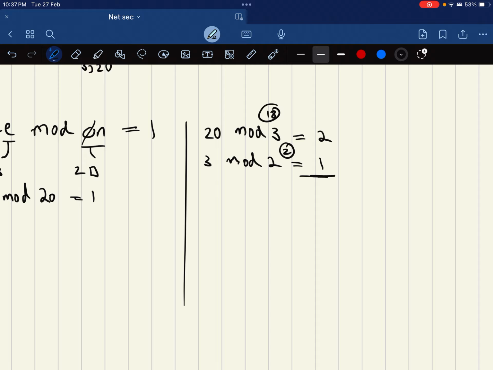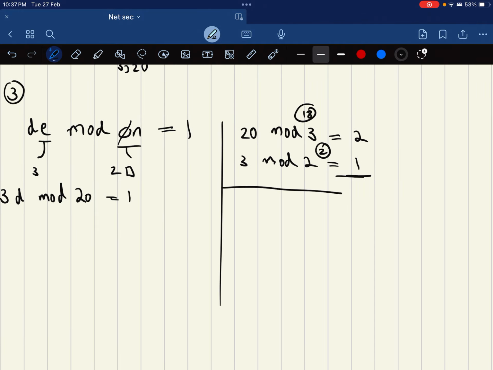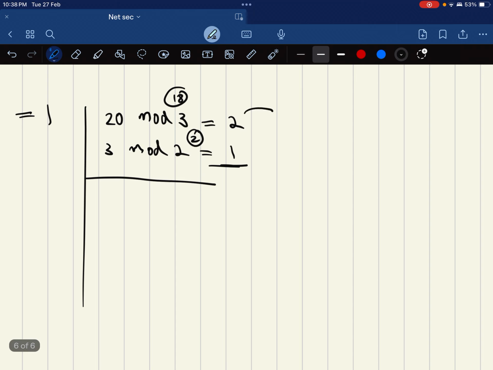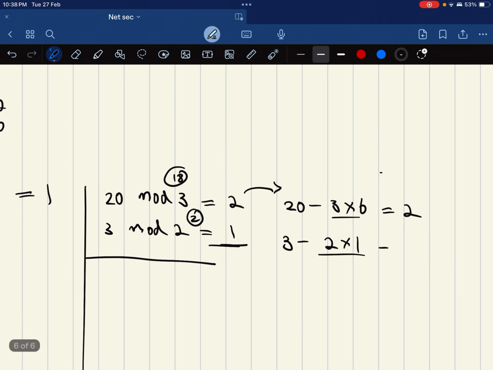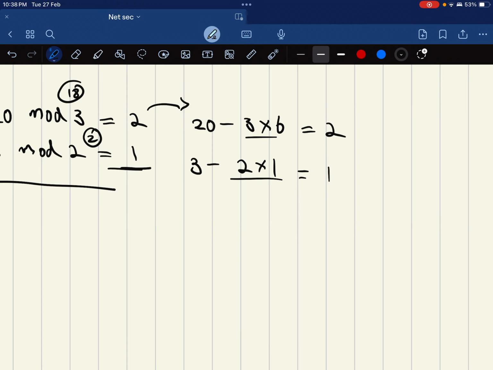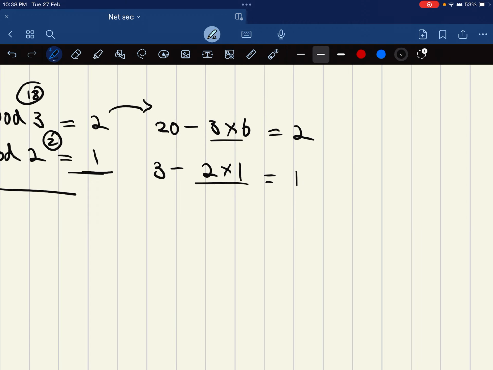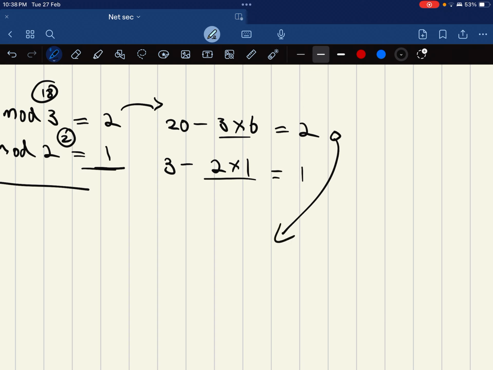Now that we got the value that we need, we represent it in a different form. This could become 20 minus 3 times 6, which is where the 18 comes from, is equal to 2. And then this I can represent as 3 minus 2 times 1, this is where the other 2 comes from, is equal to 1. Now I have this. I'll make this into R0 and R1, which I need, and I'll show you the point of that. So this value will be your R0. This value will be R1 and S1.